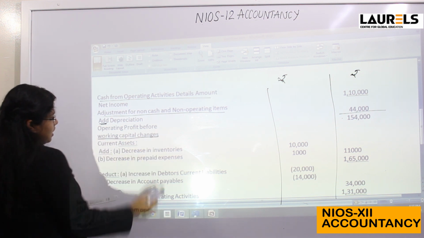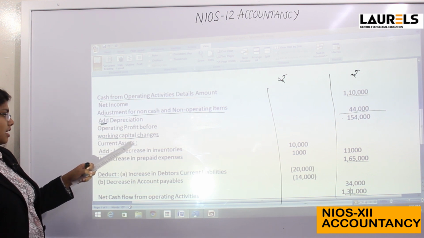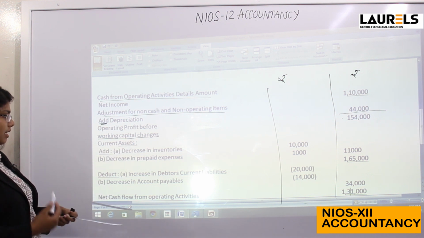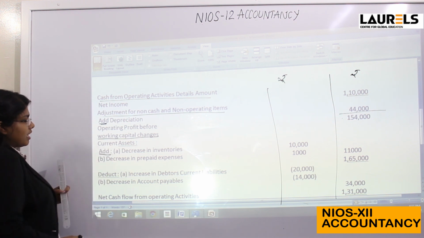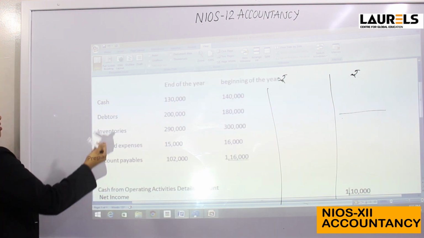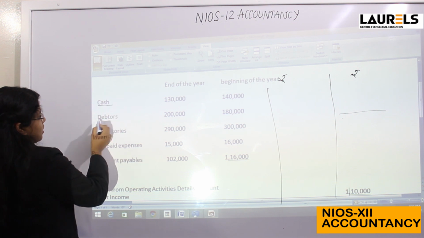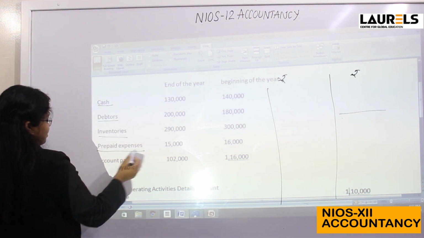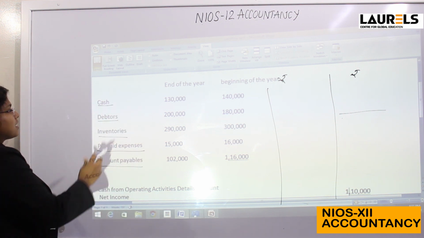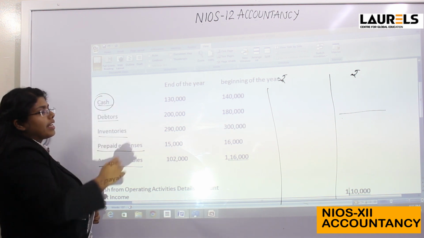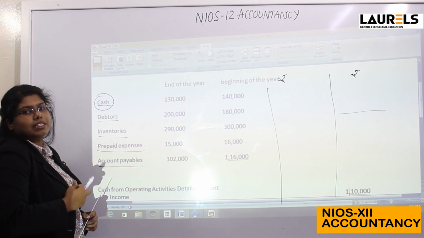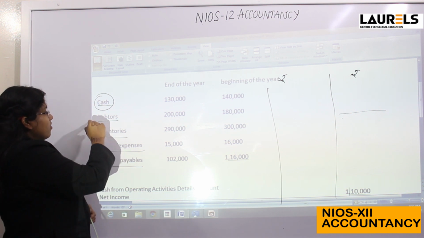Next we have our working capital changes. Our current assets, we will do our add and decrease. First we will take current assets, okay, and we take the add items. We will go in. We have cash, debtors, inventories, prepaid expenses, accounts payable. Out of this, cash we will not be taking. Why? Because cash we will take towards the end of the statement, which I will be teaching you at that time.